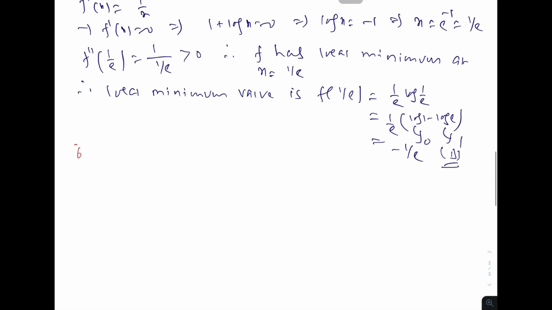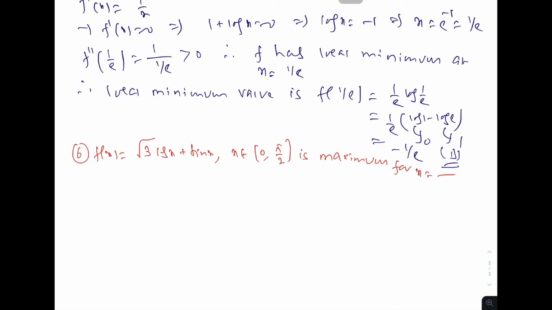Take one more. f(x) equal to root 3 cosine x plus sin x, and x is in 0 to pi by 2, is maximum for x equal to blank. So that is, options are pi by 6, pi by 3, pi by 2 and 0.